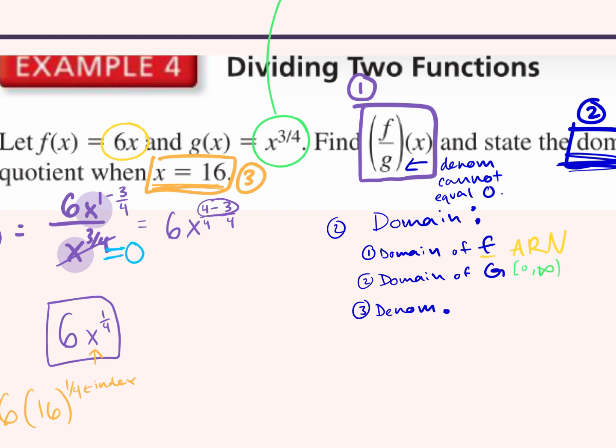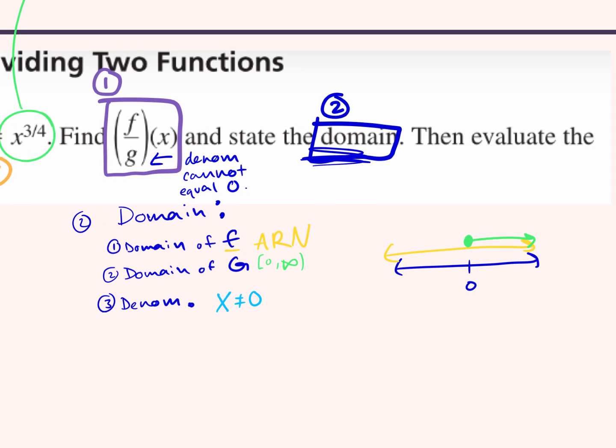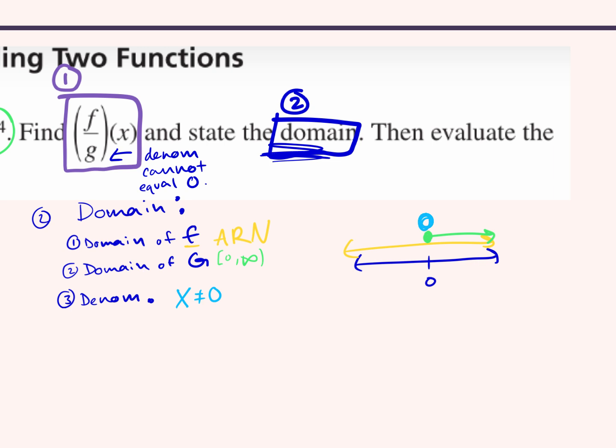So x to the 3/4 power is equal to 0. What value of x would make this equal to 0? 0. So x cannot be 0. So we have to include that in our domain. So I technically have a hole here because x can't be 0. So we need to see where these 3 lines overlap, and we write that as our domain of the whole thing. So we have to include what overlaps between these 3 things.